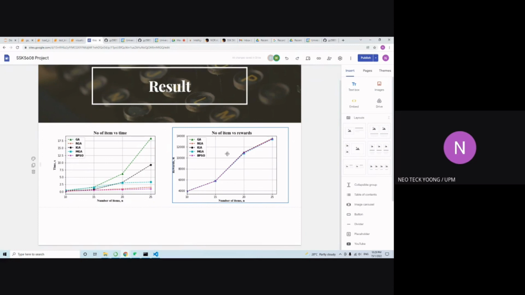On the right-hand side we can see the graph, with 5 of them. Everyone gets about the same average reward. As you can see, the rewards they obtain are 4,000 something, 6,000 something. Everyone gets almost the same thing, and we can slightly see that the modified GA is slightly lower, but everyone else is the same. So the conclusion is most of them can achieve similar rewards, but binary particle swarm optimization takes the least time.